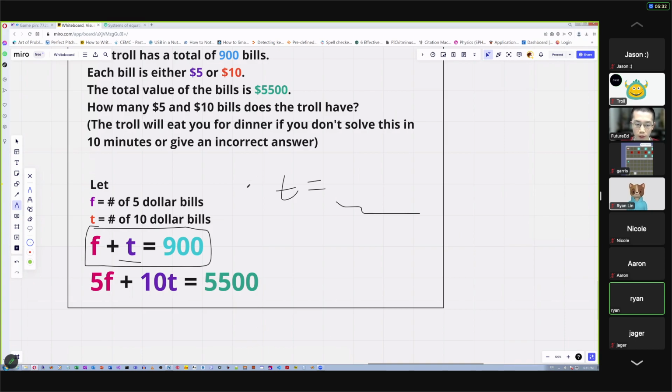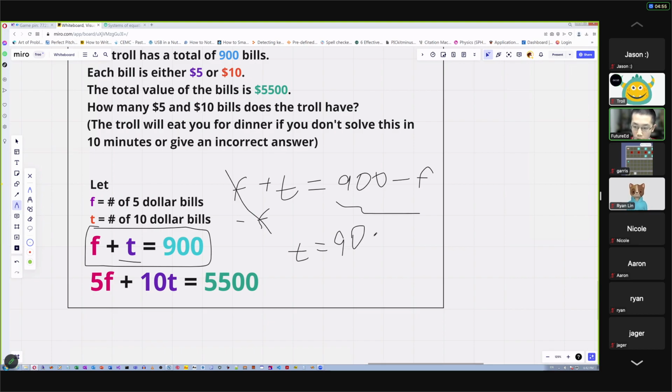How would I get that? So right now the F is just there, right? I don't really want the F. So what I can do is subtract an F from both sides. In this case, if we have F plus T equals 900, and I subtract an F from both sides, then F minus F is nothing. So this F cancels, and I also need to subtract an F on the right side. So this equation just becomes T equals 900 minus F. Are you guys following?